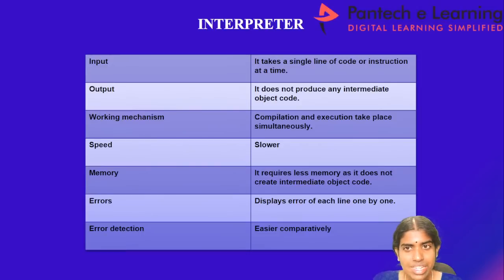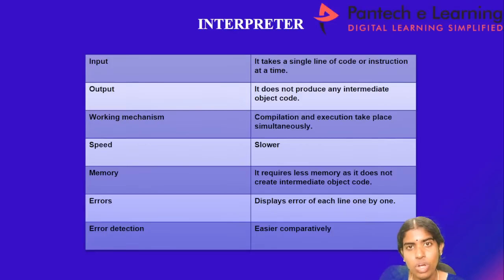It is going to take a single line of code or instruction at a time. The interpreter is going to interpret the program and I am going to get some correct result. So I take a single line of code or instruction at a time, line by line, whenever I am doing any kind of development.